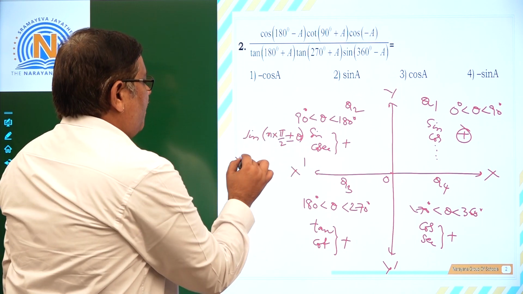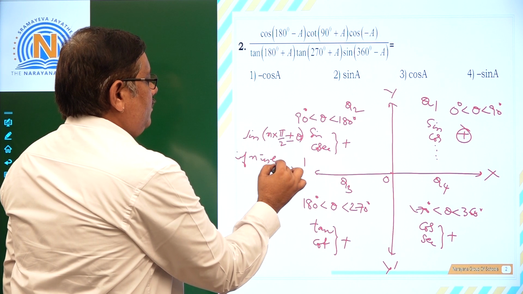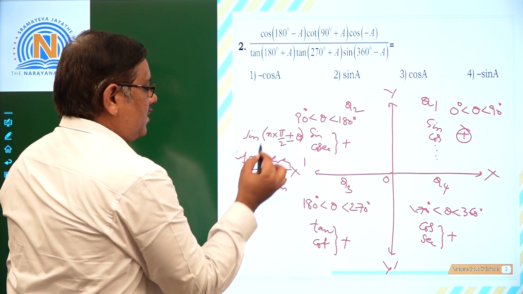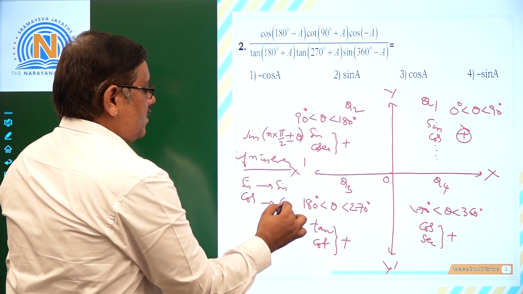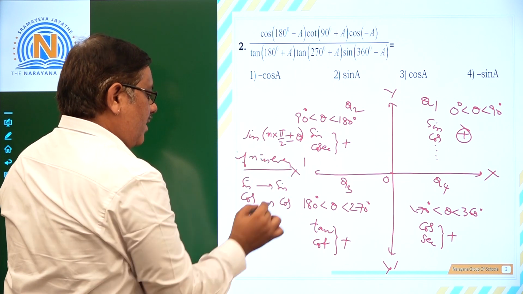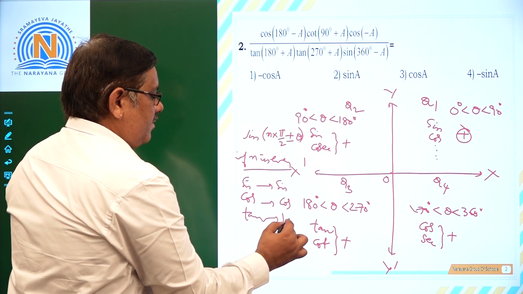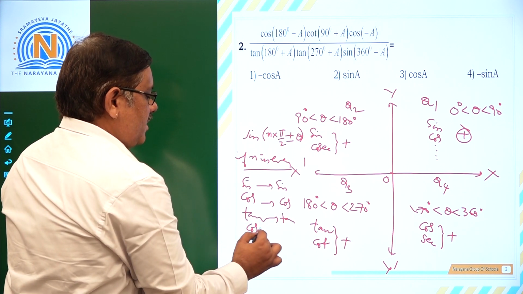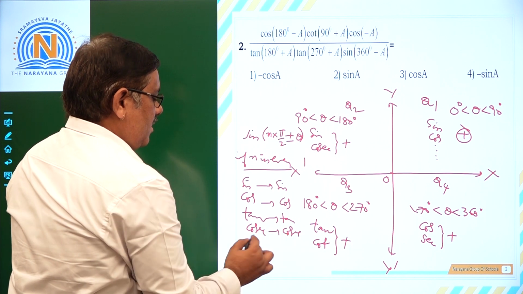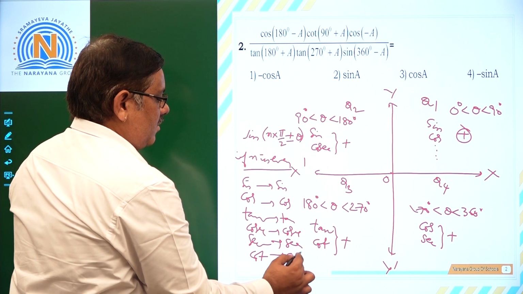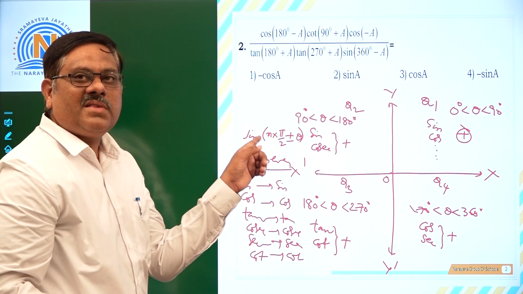Whenever n is even, sin remains as sin, cos remains as cos. Not only for sin, everything will observe this. Similarly, tan remains as tan, cosecant remains as cosecant, secant remains as secant, cot remains as cot, if you have n pi by 2 with n even.